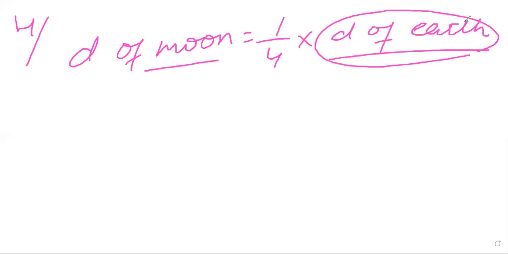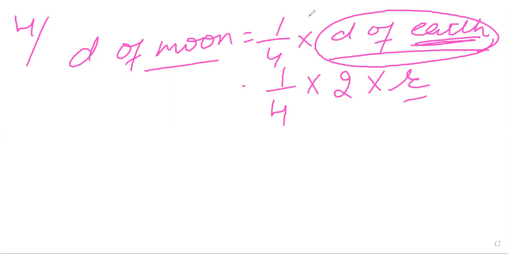So here we'll let the diameter of earth. Before that, we'll let the radius of the earth. अगर radius earth की हम ले लें r, let the radius of the earth be capital R. You can take it, let's take the radius of the earth as r. You can take any notation here. Then diameter will be 2 times the radius, that is 2r, into 1/4 will be the diameter of the moon.